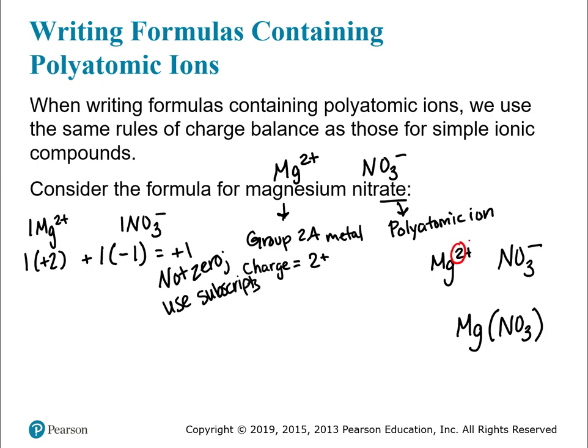You take that 2 in the charge of the magnesium, which is the cation. You drop it down as the subscript for the anion. In this case, we've got a polyatomic anion that is in parentheses. Nitrate has a charge of minus 1. We don't write 1 as a subscript, so we should be done here. But let's double check.